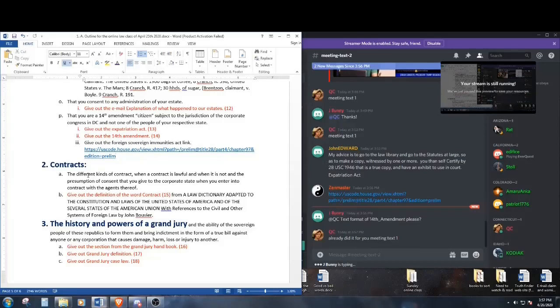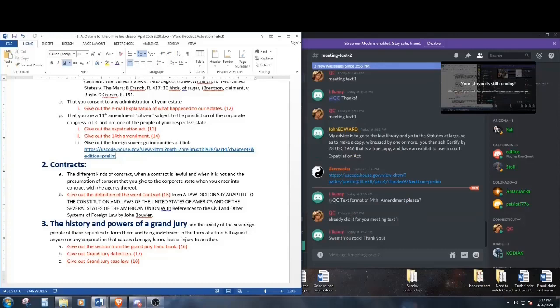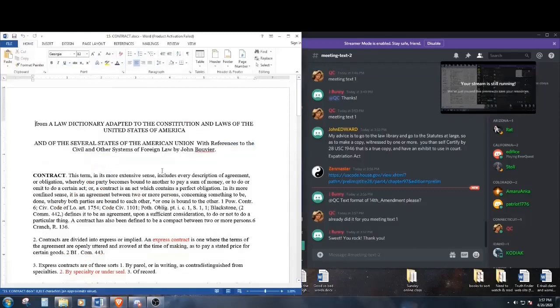So let's open up and take a look at document number 15, which is the definition of the word contract from Bouvier's Law Dictionary. To make a note about Bouvier's, the actual title is A Law Dictionary Adapted to the Constitution and Laws of the United States of America and of the Several States of the American Union, with References to the Civil and Other Systems of Foreign Law. Roman civil law is foreign to us. Just in the very title of that dictionary, you can tell that.